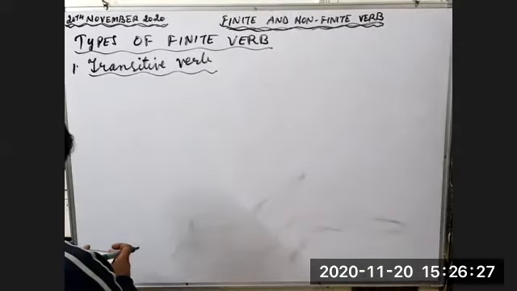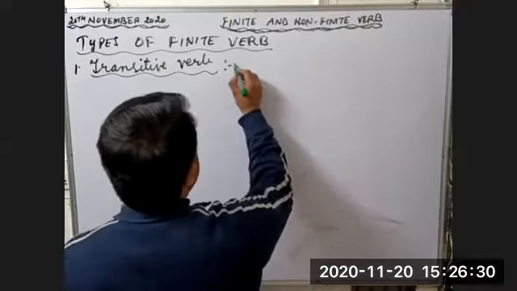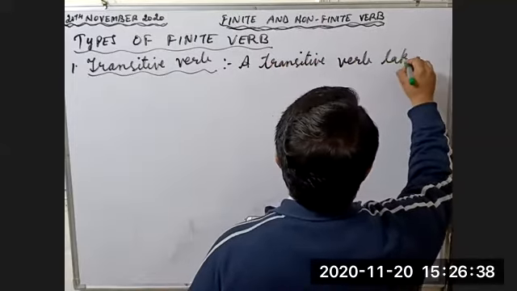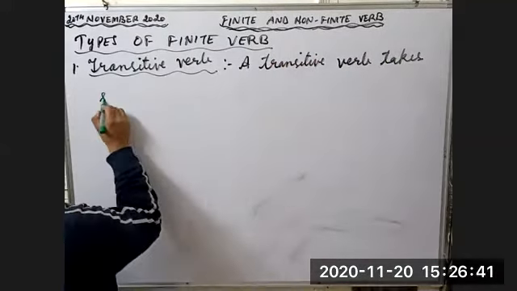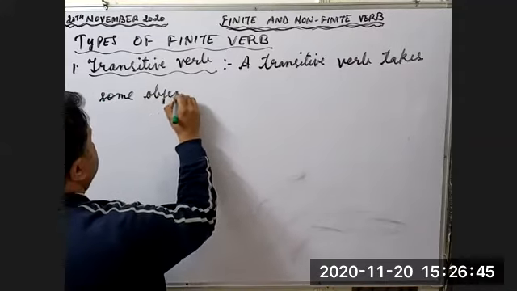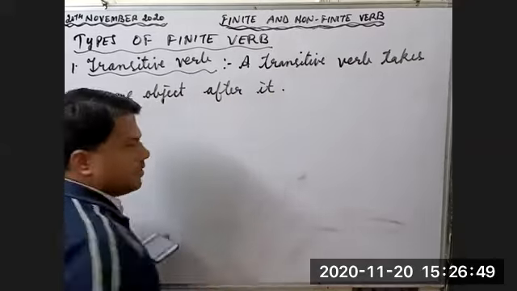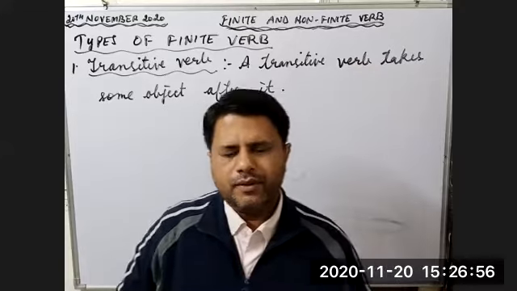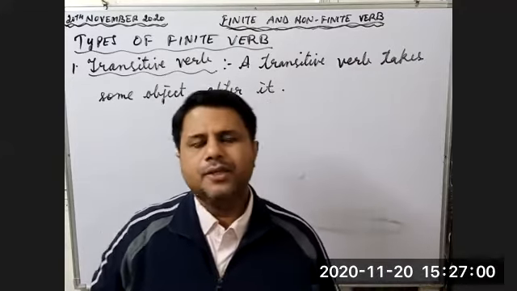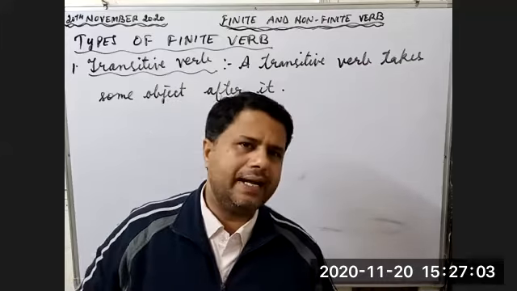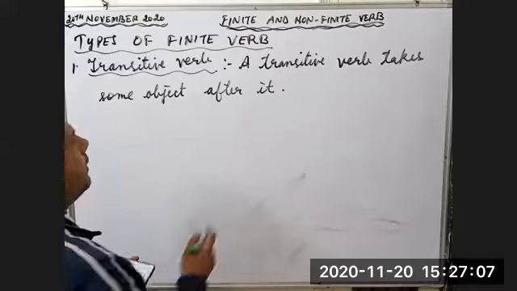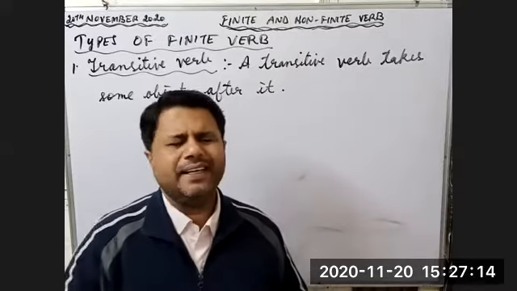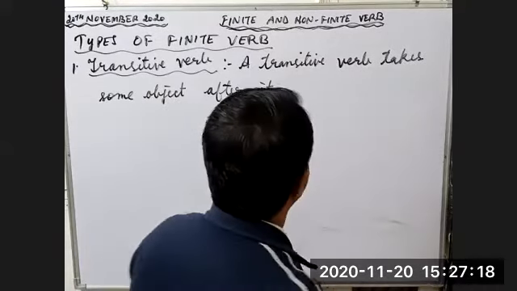Let me give you some examples. A transitive verb takes some object after it. Then it is a new topic for you. Maybe you might find it a little bit boring also, but if you try to solve different examples, different exercises, you will really understand this topic and enjoy it as well. It all takes involvement. The moment you get involved in something, then automatically the interest will be created. Yes, sir.